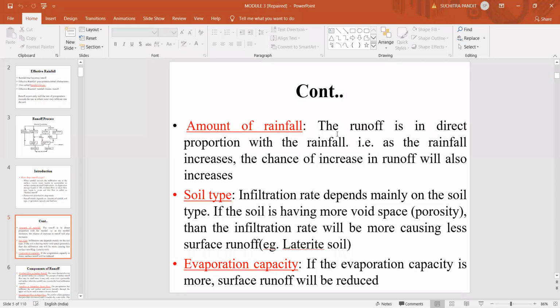So these are some of the factors on which the runoff mainly depends. Now, the amount of rainfall: the runoff is in direct proportion to the rainfall. As the rainfall intensity or rainfall duration increases, the chance of increase in runoff will also increase. It is obvious. Next, soil type.